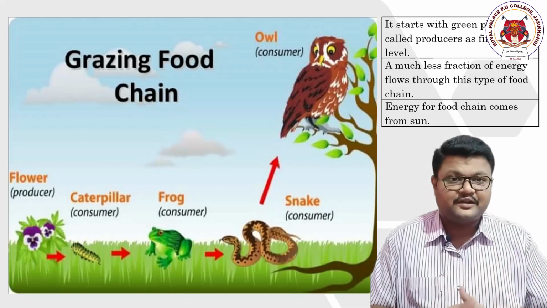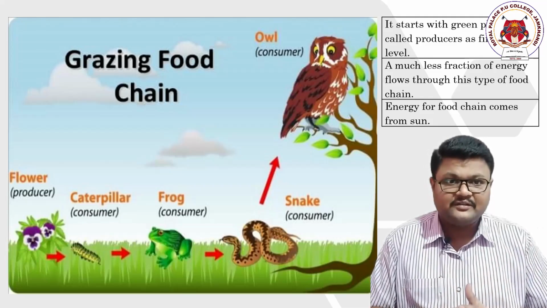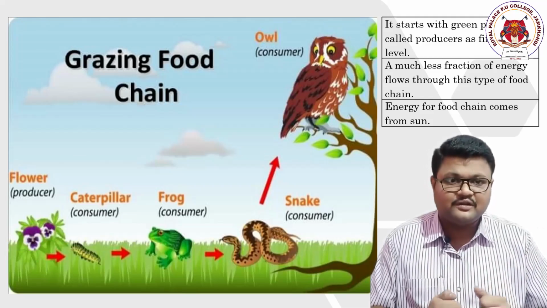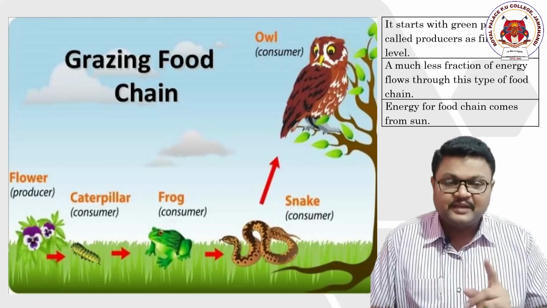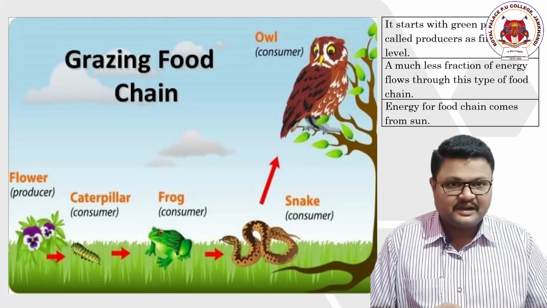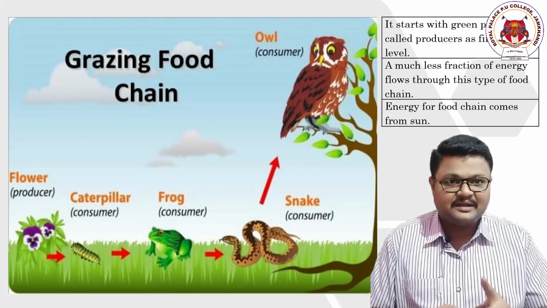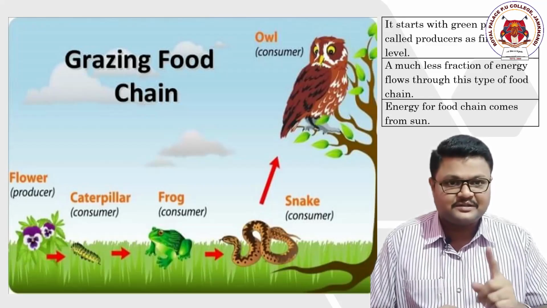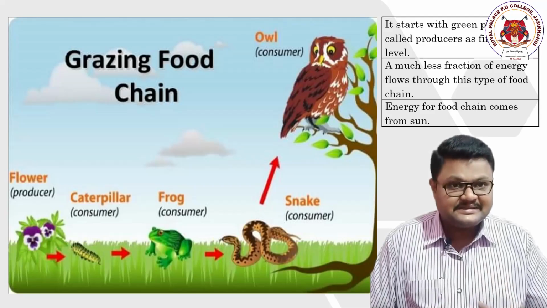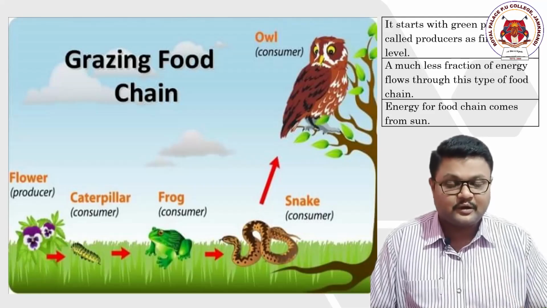And more important thing, since we are talking about plants, the energy for doing the photosynthesis or producing the food comes from the sun. I mentioned 3 points here. Grazing food chain starts from plants by considering them as the producers or the first trophic level. Point number 2, the energy transfer will be less from plants to other organisms or consumers.